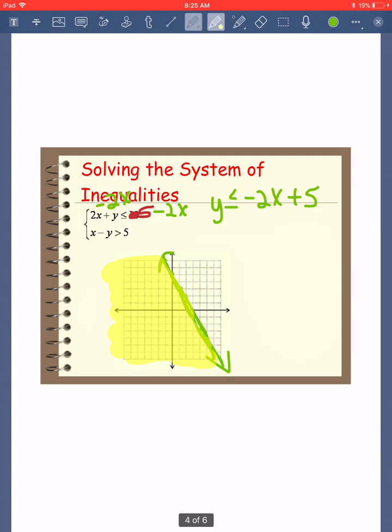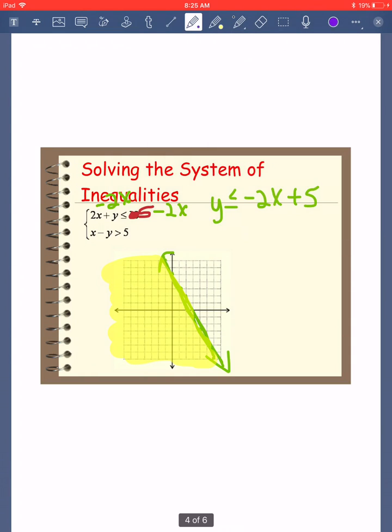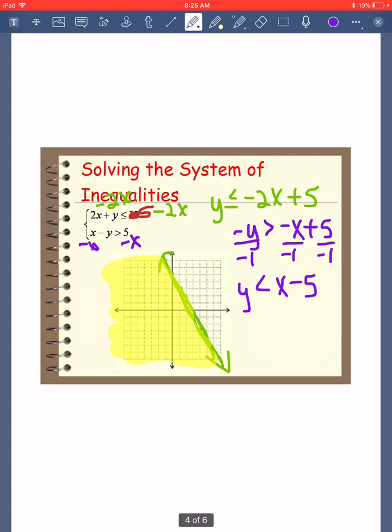I'm not done yet though. Now I have to graph x minus y is greater than 5. My first step is to subtract x, so I get negative y is greater than negative x plus 5. Now I'm going to divide everything by negative 1 to get y alone, and when I do that, I have to flip my inequality sign. So I'm going to be graphing y is less than x minus 5. So 1, 2, 3, 4. I start at negative 5, and I'm going to go up and over 1.